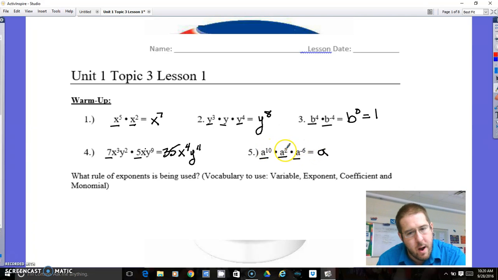10 plus 2 makes 12. Plus negative 6 makes 6. Done. What rule of the exponents is being used? As I mentioned earlier, this is the product rule. That's what it's called, product rule. The product rule just states that if you have bases that are the same, then all you have to do is add the exponents and multiply the coefficients as you normally would.